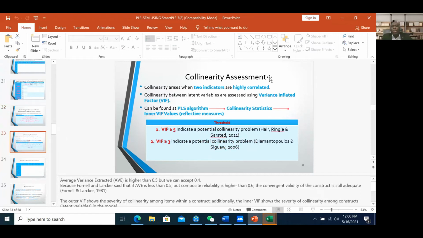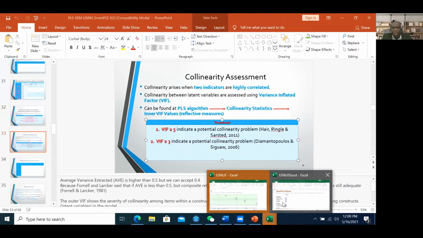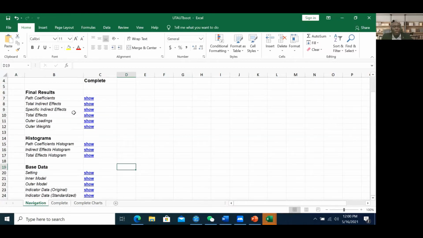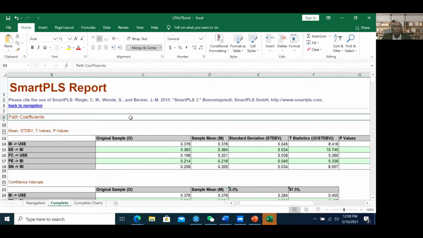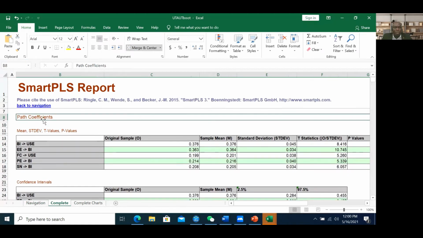For the co-linearity assessment, we have to look for values that are less than 5. My report is done. When you come to the bootstrapping report, you go to the final result and then select path coefficient. When you click on it, you now see the path coefficient.